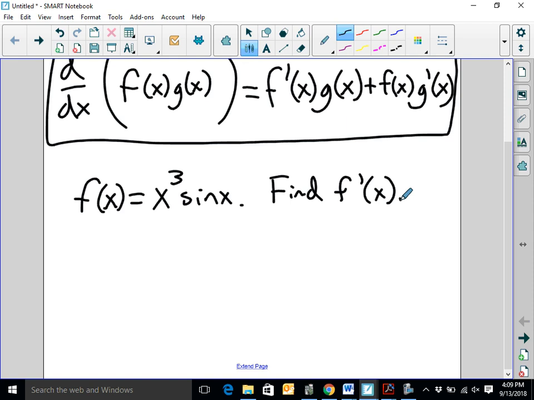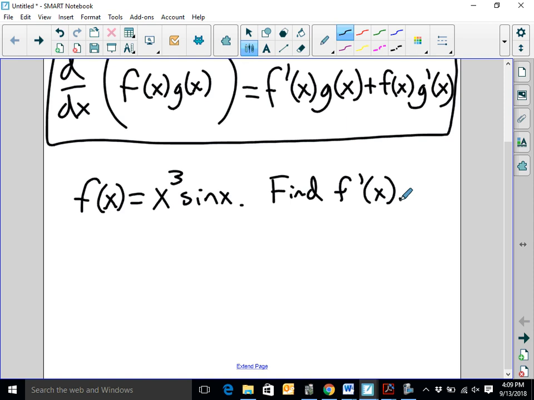But I also, the function x cubed and the function sine x are both going to show up as well in my answer. So we're going to end up doing the derivatives of both of them. But notice in that answer, never do we have f prime times g prime. The two derivatives are never going to multiply into each other.